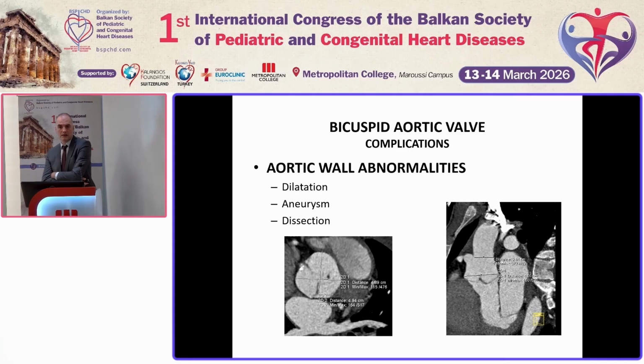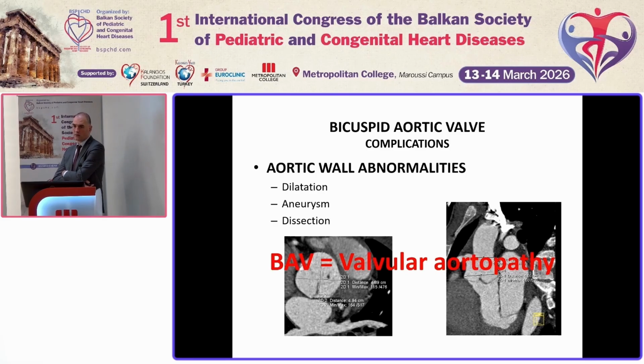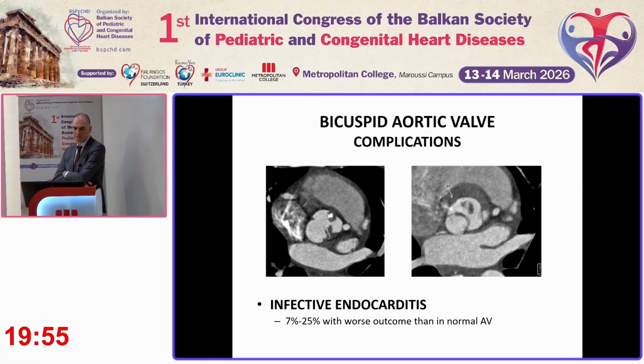And thoracic aorta disease mainly has to do with dilatation that can progress to an aneurysm, and with the risk of acute complications such as dissection. Overall, when we discuss BAV, we should think of BAV as a valvular aortopathy rather than an isolated valve disease. In the same context of complications, we should also always consider the risk of infective endocarditis, which is much more significant compared to the general population.